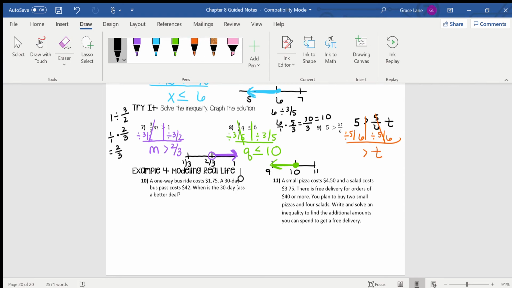Five divided by 5/6. So this becomes 5 over 1 times 6 over 5. 5 times 6 is 30. 1 times 5 is 5. 30 divided by 5 is 6. So the graph would look like this. So it says 6 is greater than t, which means that t is less than 6.